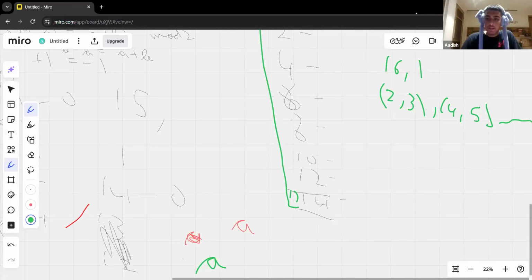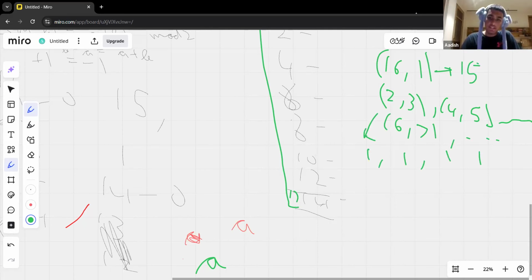Think about this. For 14, what he's proposing is to pair up 16 and 1, and then pair up 2, 3, 4, 5, 6, 7, and so on. So 16, 1 becomes 15. All of these become 1. Then you pair up 15 and 1, you get 14. And then you pair up the rest of the ones, you get zeros. After which you will just get 14 because it's just 14 and zeros.